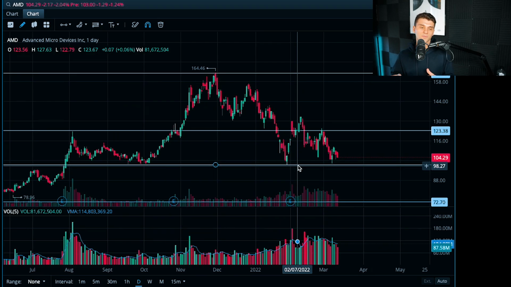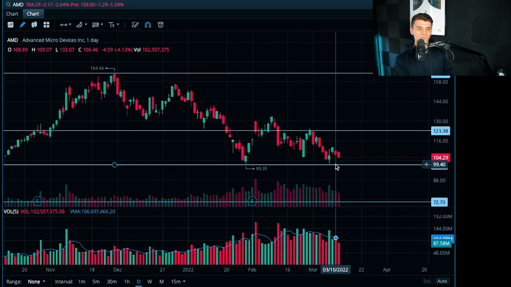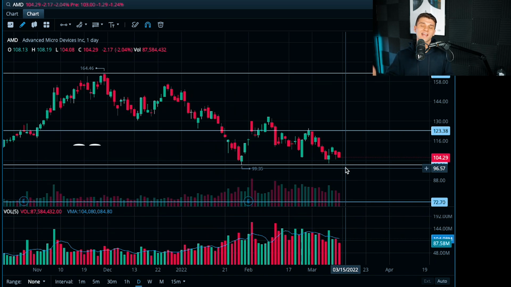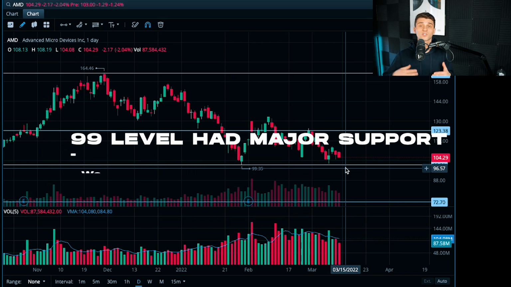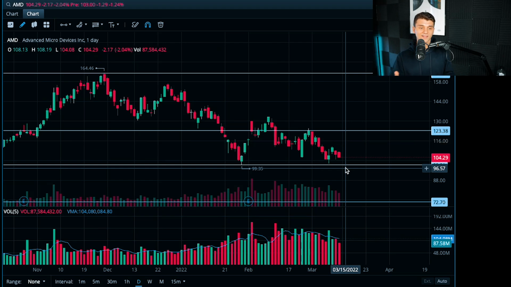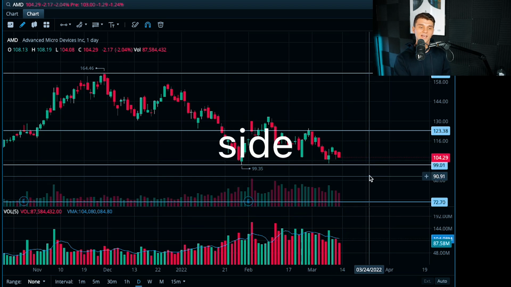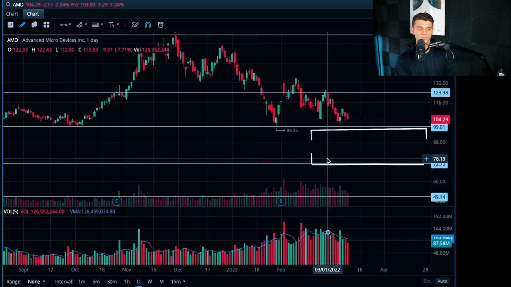Now, that $99 price point, even up to the last couple of weeks, has acted as a major area of support. And the reason for that is because we had a major breakout point there, and it's a major psychological level of, okay, AMD is over 100. If AMD was to crack this $99 level, we would probably see a much larger move to the downside, more than likely into the $72 area.